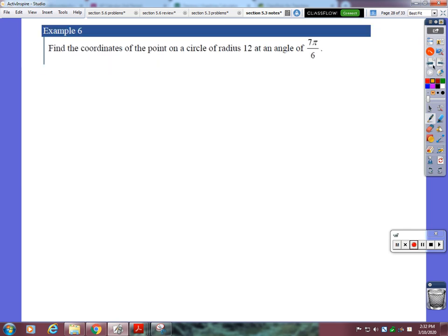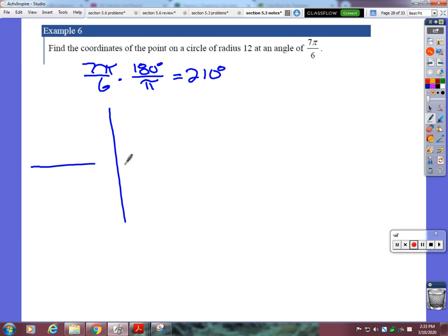All right, so let's do one last one. Find the coordinates of the point on a circle of radius 12 at an angle of 7 pi over 6. What do we do first? Got to change the radians to degrees. So I'm going to multiply it first by 180 over pi. What do I get when I simplify that? 210 degrees.